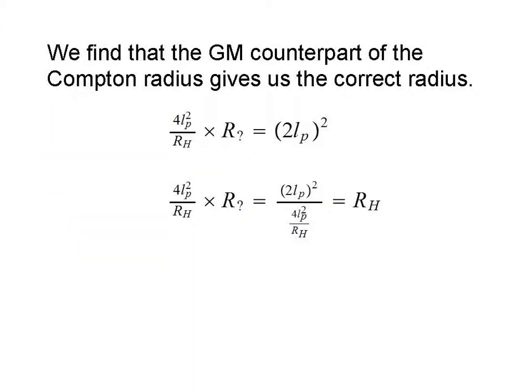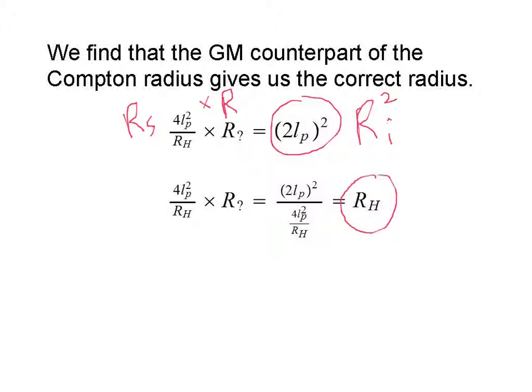Using the example from the previous slide, we find that the geometric mean counterpart of the Compton radius is the correct radius. We can take our value of r sub s in a geometric mean relationship and multiply it by what would be the largest radius, and that would be equal to the initial radius squared, a characteristic we saw in the geometric mean paper. And when we calculate it, we get what we would expect, which is the radius of the hyperverse as the radius associated with the mass of the observable universe.